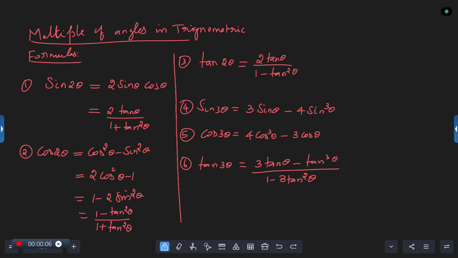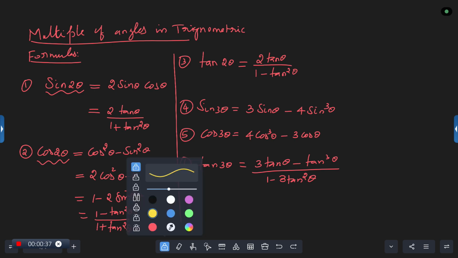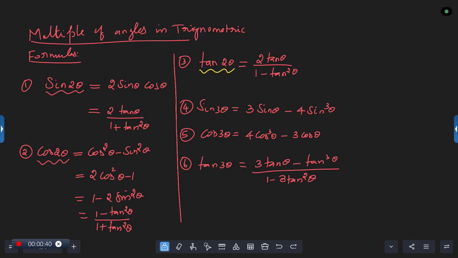In the trigonometry formulas, sin 2 theta has two values: 2 sin theta cos theta, and 2 tan theta by 1 plus tan square theta. Cos 2 theta has four values: cos square theta minus sin square theta, 2 cos square theta minus 1, 1 minus 2 sin square theta, and 1 minus tan square theta by 1 plus tan square theta. Then tan 2 theta is 2 tan theta divided by 1 minus tan square theta. This is the difference between sin 2 theta and tan 2 theta.